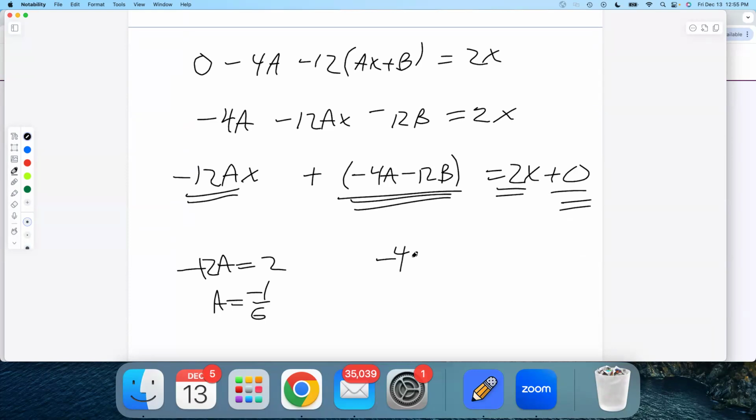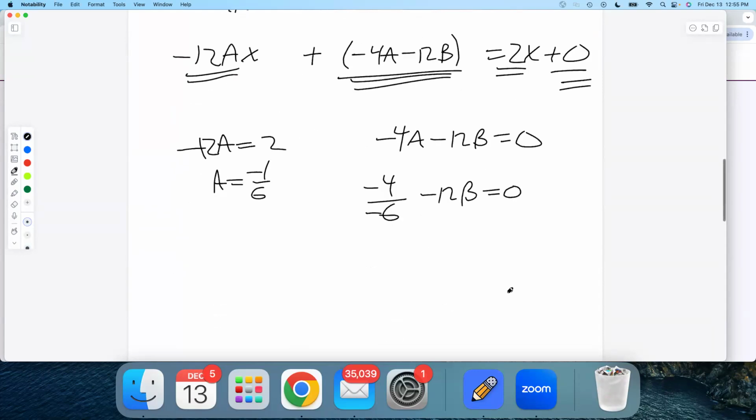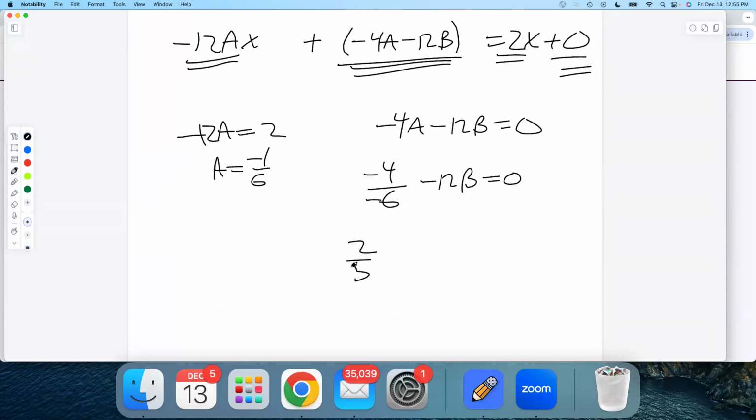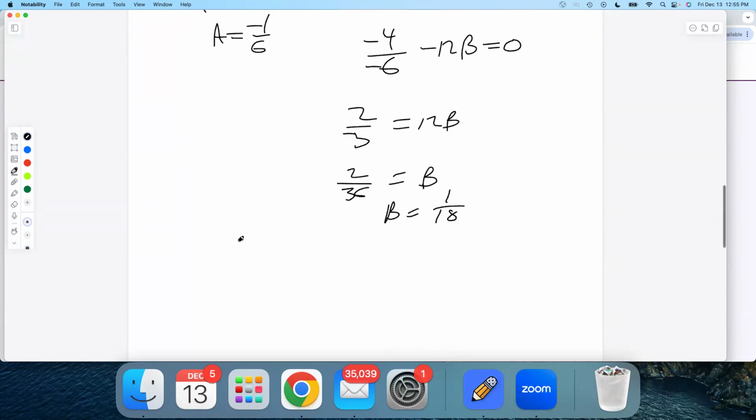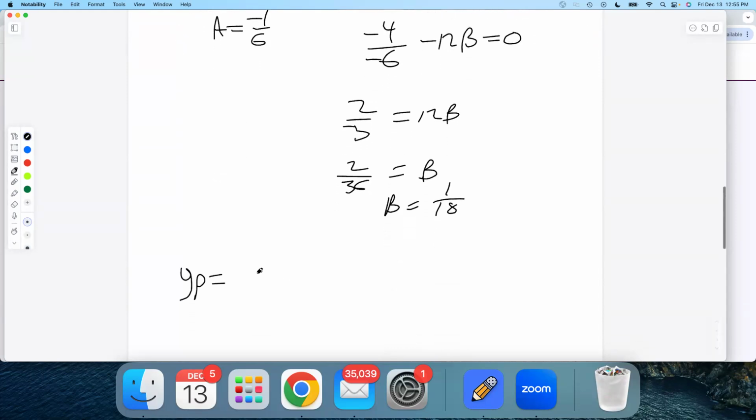Then I've got negative 4a minus 12b equals 0. So let's plug that in there. That cleans up. That's what? 2/3 equals 12b. So bringing the 12 down, 2 over 36. So b is 1 over 18, I think is what we get. So my first particular solution, what was a? Negative 1/6.